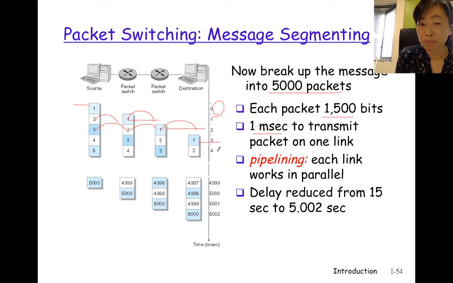In the end, it takes 3 milliseconds for packet one to arrive, but you just need 4,999 milliseconds more to finish transmitting the entire set of 5,000 packets. And the delay is reduced from the 15 seconds that we calculated previously to 5.002 seconds.